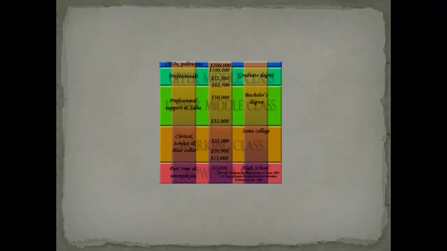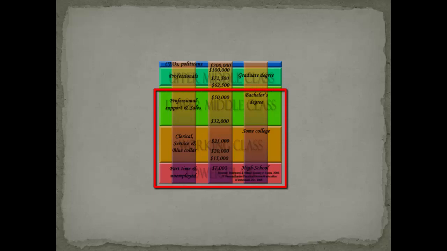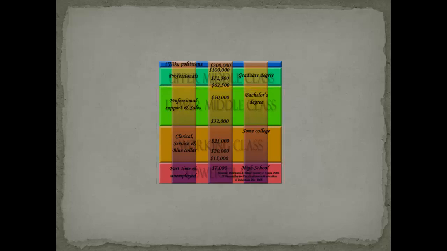When we break down those figures by economic class, 50% of Americans belong to the lower middle class, the working class, and the lower class. 30% belong to the middle class, 16.5% belong to the upper middle, and 4.5% belong to the upper class.